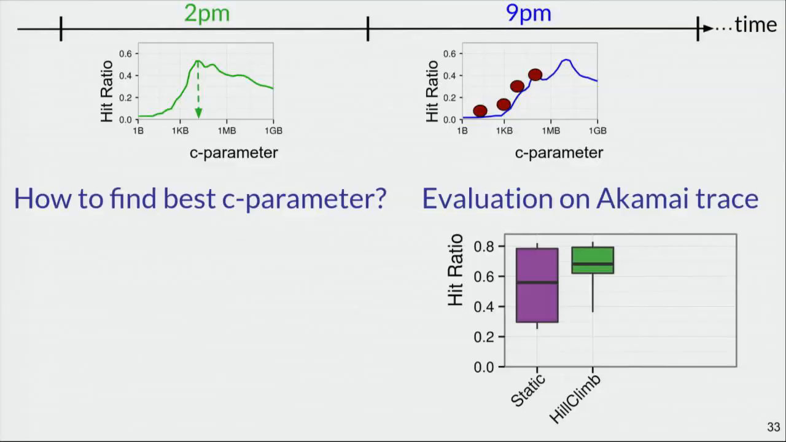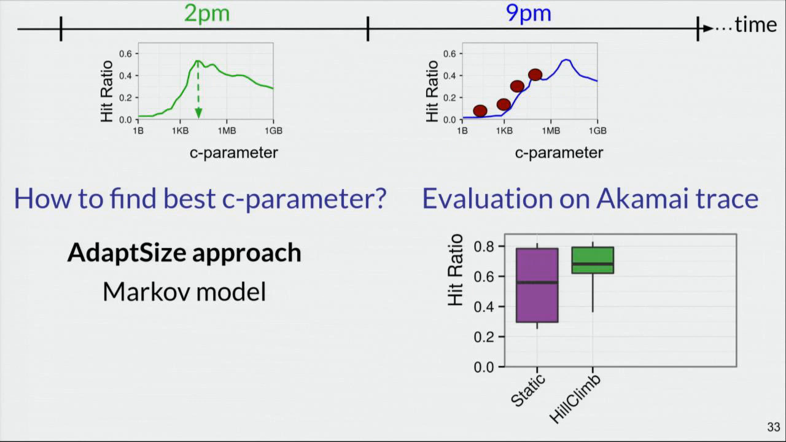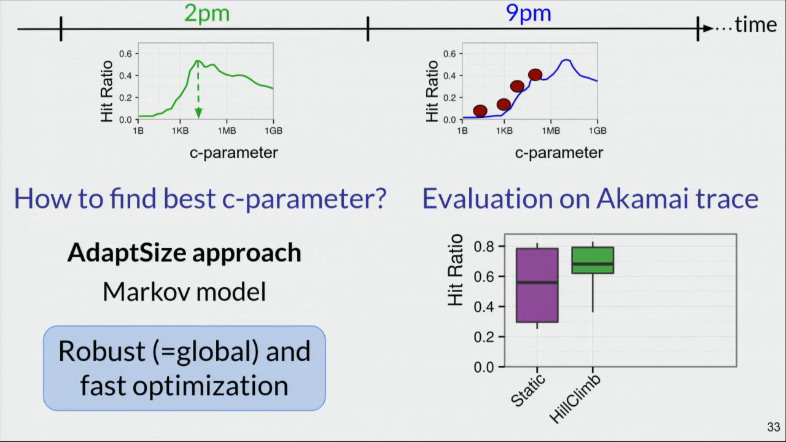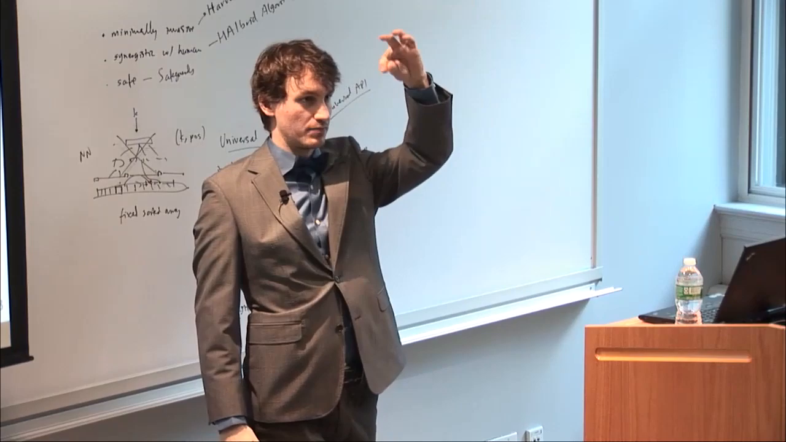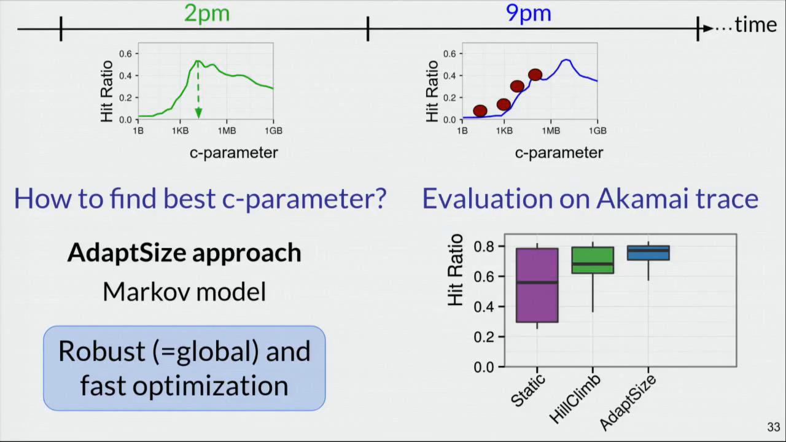So what we did in AdaptSize is to come up with a different approach to do this. We built a Markov chain model that predicts the whole curve. And with that model, we can get a robust and very fast optimization because we can do that globally. We have that given curve at any point in time and just jump to the right parameter. And as an effect of that in AdaptSize, we get a huge reduction in this variability and thus reduce the tail latency in that system.